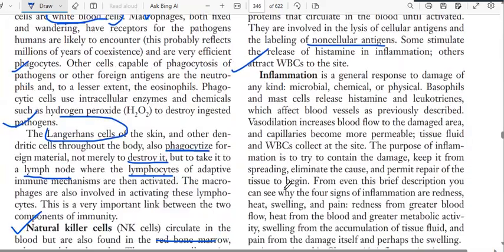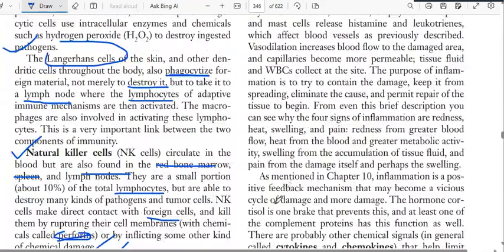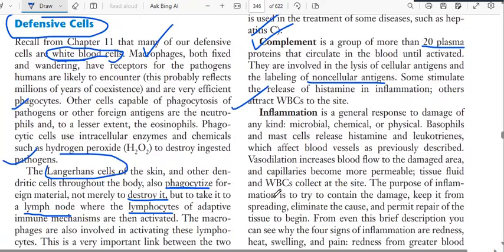Next, we have the inflammation process. This is a very important process which will happen in the body anytime when you fall down, when you have anything broken, when you have fever, anything.